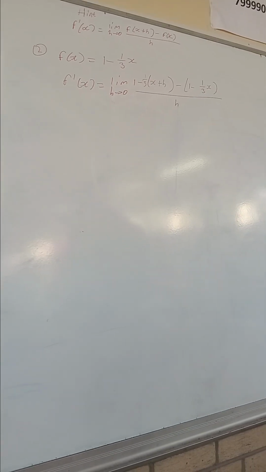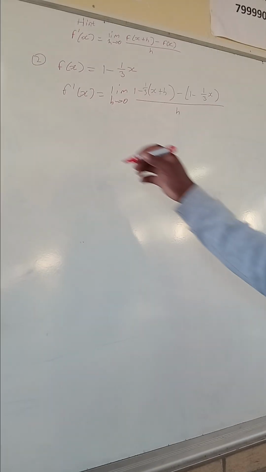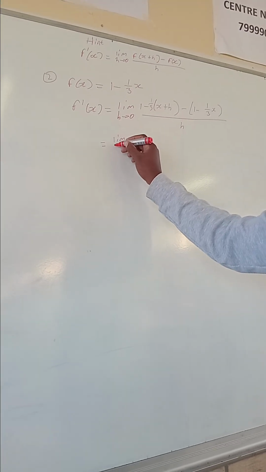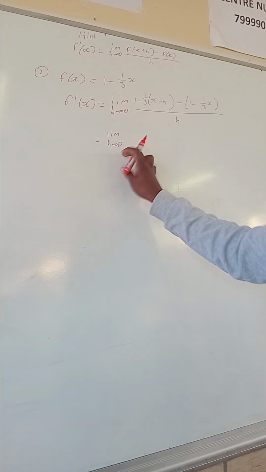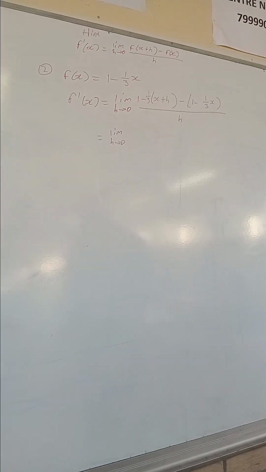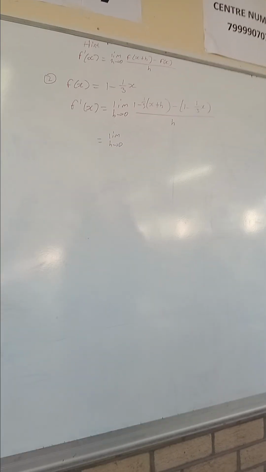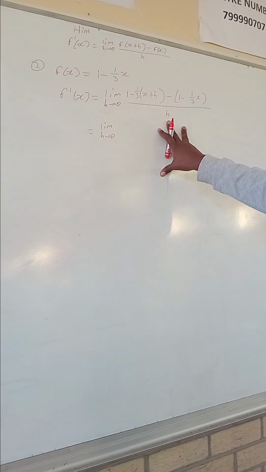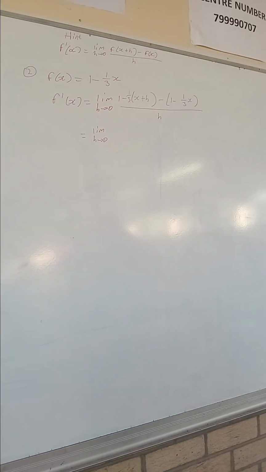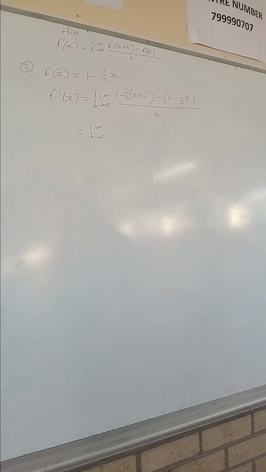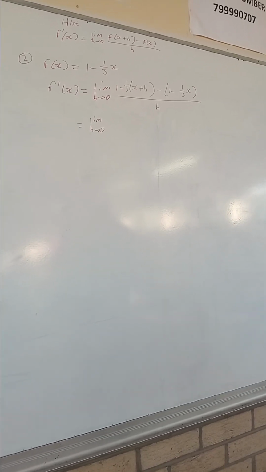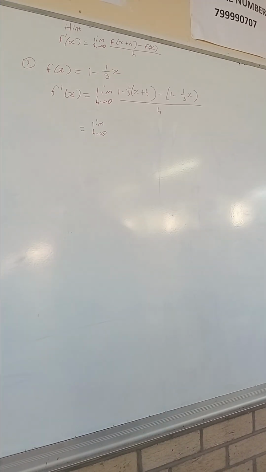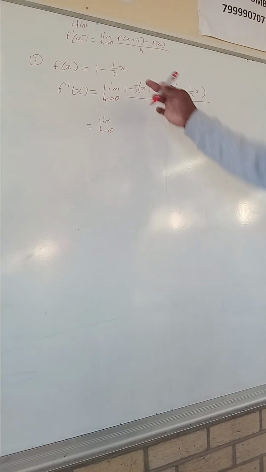So secondly, we're going to say equals lim h approaches 0. Always remember to write lim h approaches 0 as long as this h in the denominator is there, but we'll stop writing lim h approaches 0 when we get rid of this h. So secondly, we're going to open the brackets.